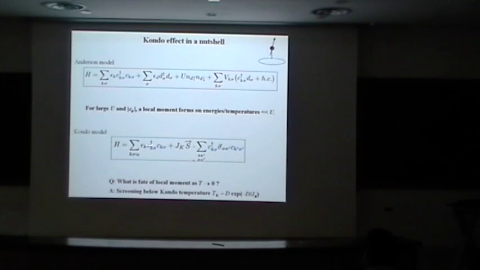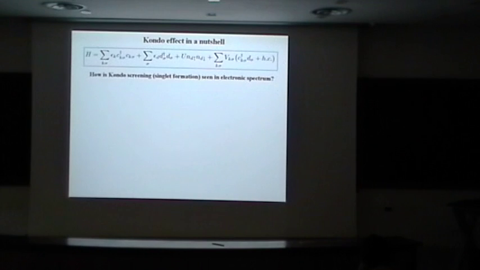And now if you analyze this model, which I have no time to do at any length here, and you ask the question, what is the fate of this local moment in the zero temperature limit? Then the answer is, this moment will be screened. In other words, there is a collective many-body singlet forming between this spin and the conduction electrons. This happens below a characteristic temperature, which depends exponentially on the input parameters. Okay? So this is all well understood.